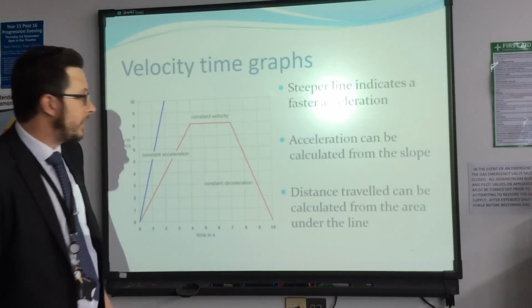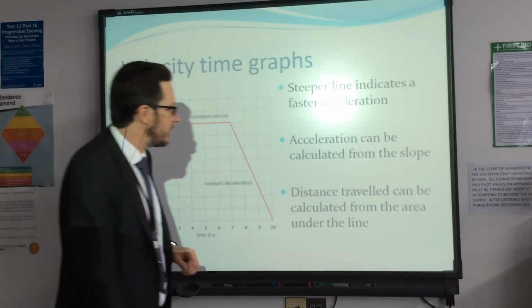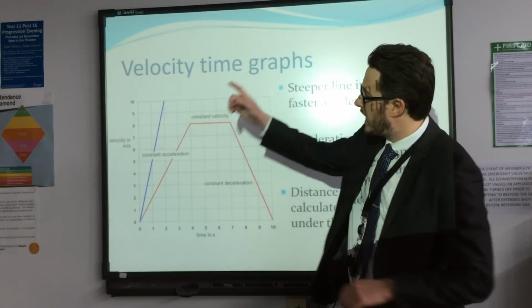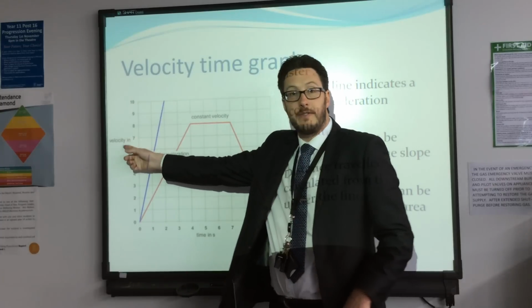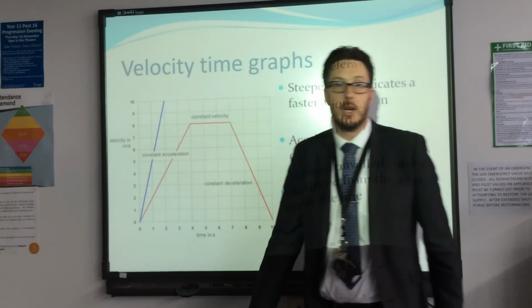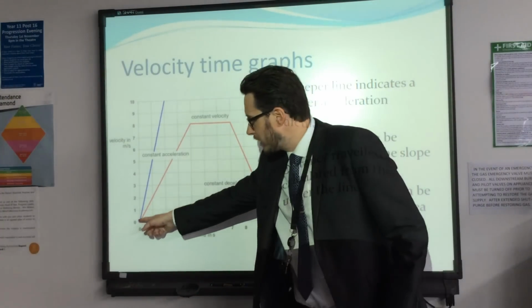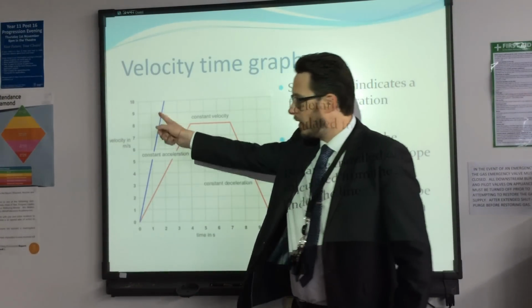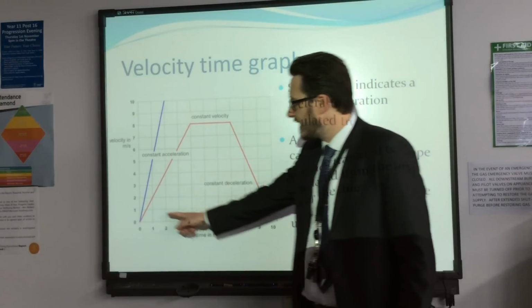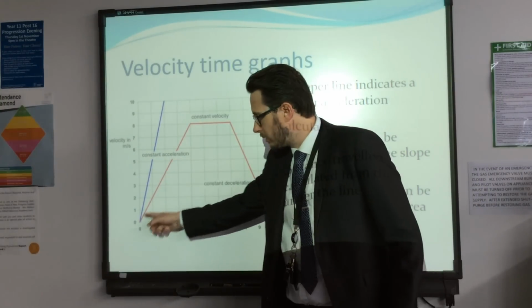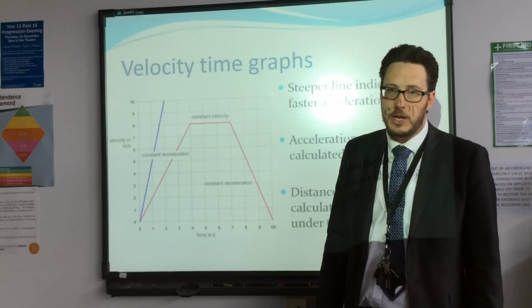The other type of graph you can get is a velocity time graph. This can be seen because rather than distance on the y-axis, we have velocity in meters per second. This does not show the same thing. Rather than showing constant speed by a straight line, it shows constant acceleration. So a straight diagonal line shows constant acceleration.